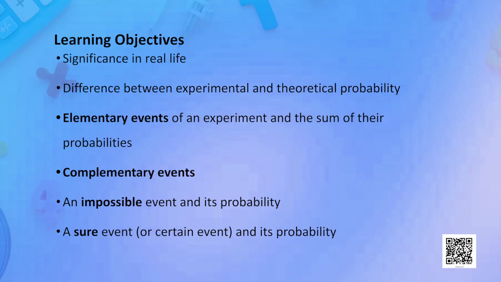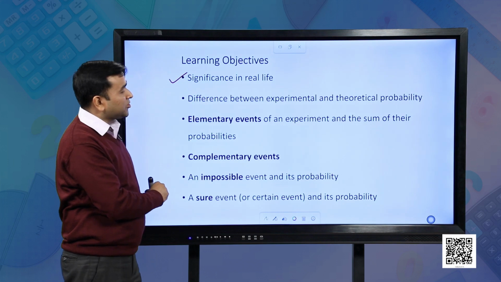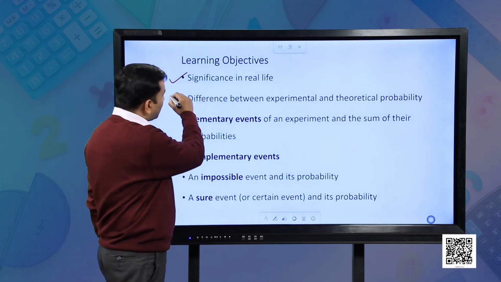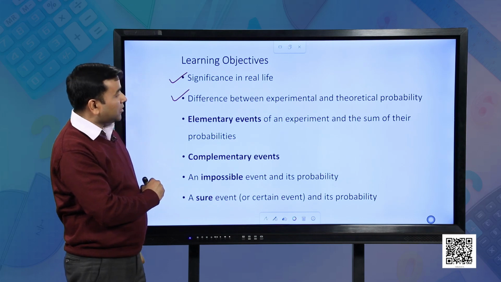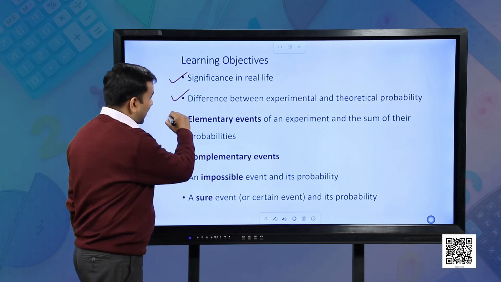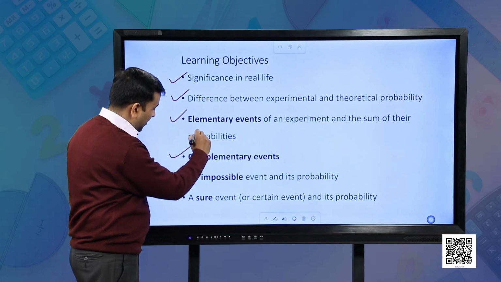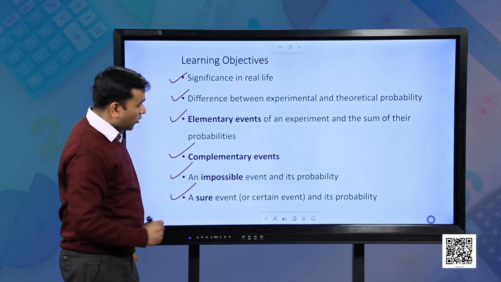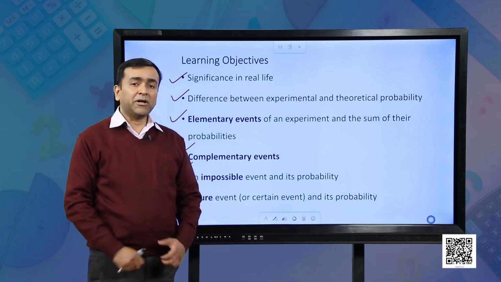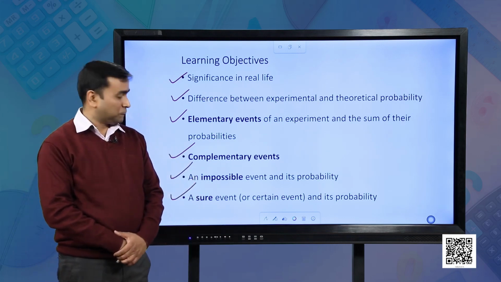In this chapter, we will extend our understanding of probability and try to learn its significance in real life. We will differentiate between experimental and theoretical probability. We will learn some new terms associated with this topic such as elementary events, complementary events, an impossible event and a sure event. We will also try to find the probabilities associated with such events.